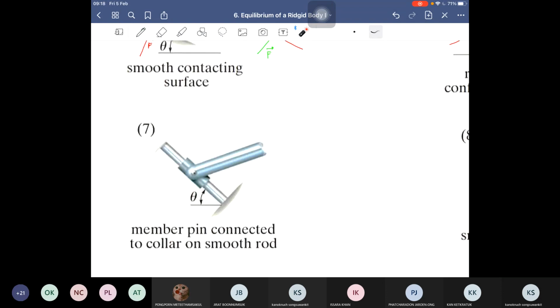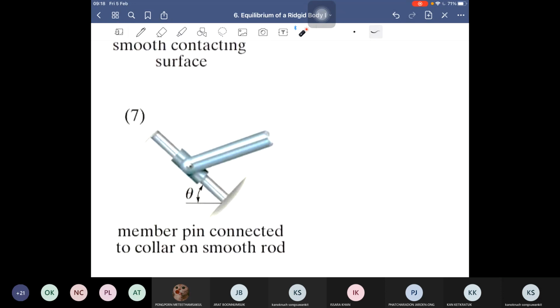Support number 7 is a member pin connected to a collar on a smooth slot. So this slot is pinned with this collar, so it still can rotate in a clockwise or counterclockwise direction. So it can prevent only the translation. We have only the reaction force. On this type of support, we have one unknown reaction force.